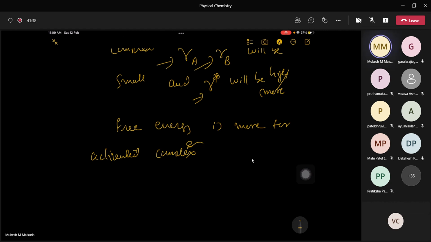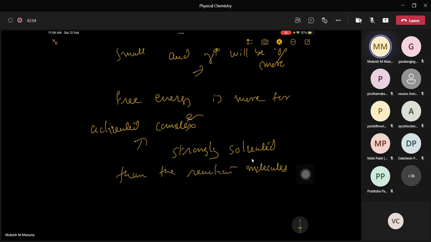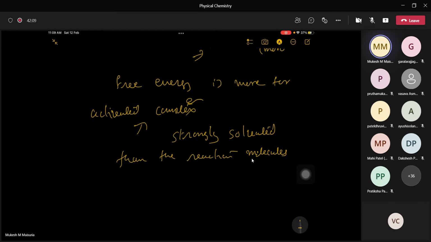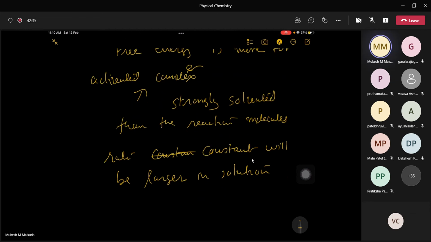it means that the activated complex is strongly solvated compared to the reactant molecules. So in this case, the rate constant will be larger in solution compared to the gas phase reaction.